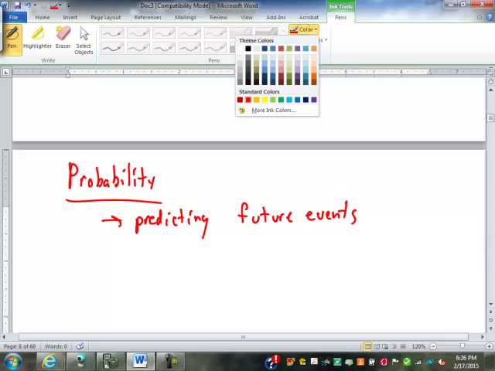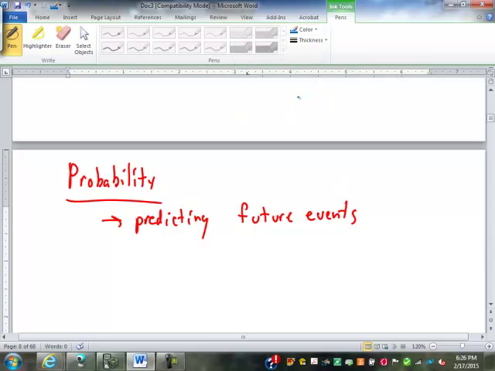But it's not predicting the result of the event itself. It's actually predicting several results. And what it is, is the likelihood. Wow, I better sit down so you can read my handwriting. It's predicting the likelihood of each possible result.